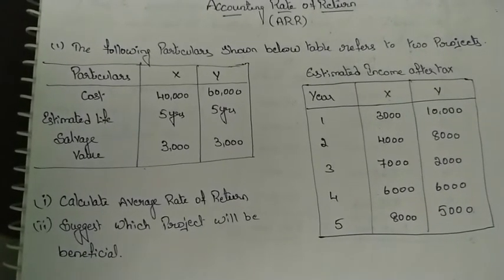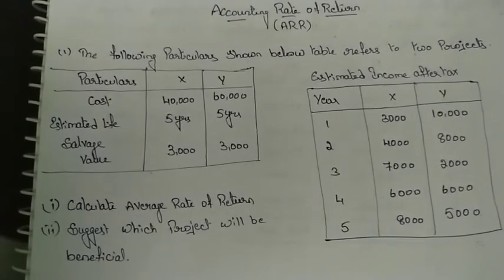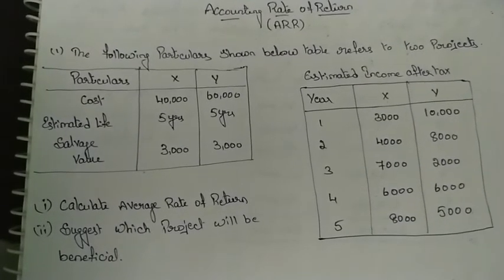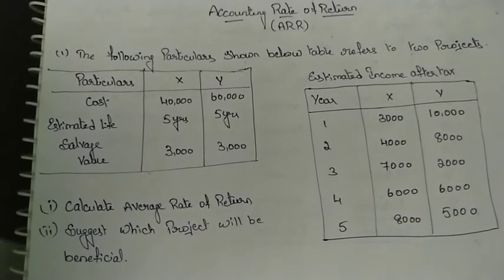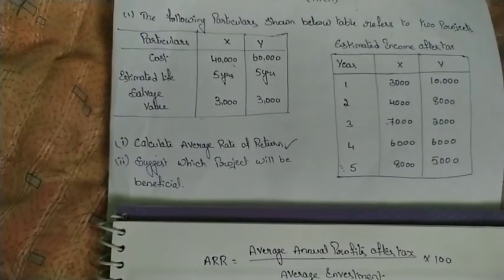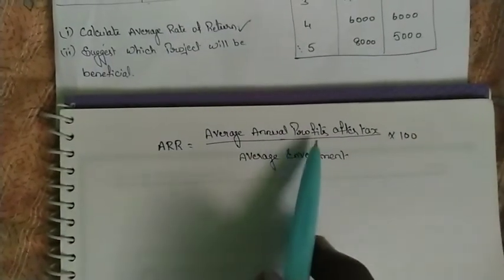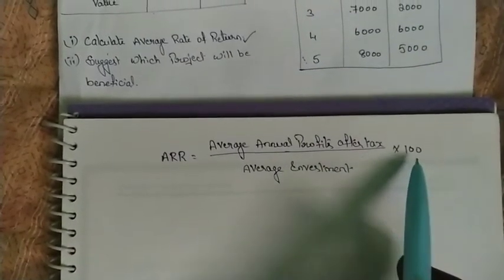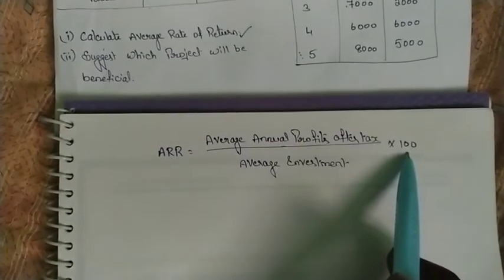The information required for calculation of accounting rate of return is provided in the problem. Now you should calculate the accounting rate of return for both projects, and then suggest which project will be beneficial for the company according to the accounting rate of return method. Let's calculate the accounting rate of return from the given information. The formula is average annual profits after taxes divided by average investment into 100. We multiply by 100 because the rate of return should be mentioned in percentages.